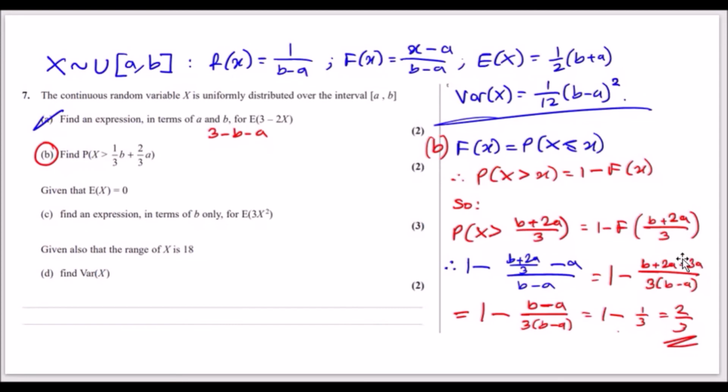And now just tidy up the top line. If you tidy up, you get b minus a, and then these two values cancel out, so you get a third. So 1 minus a third is 2/3. Very, very easy, I think.